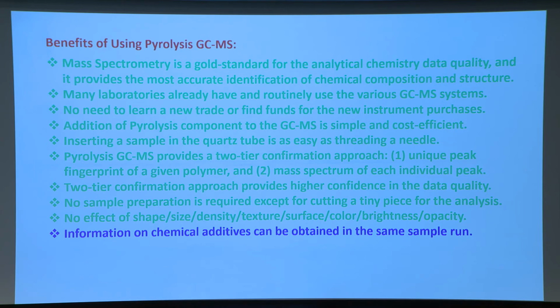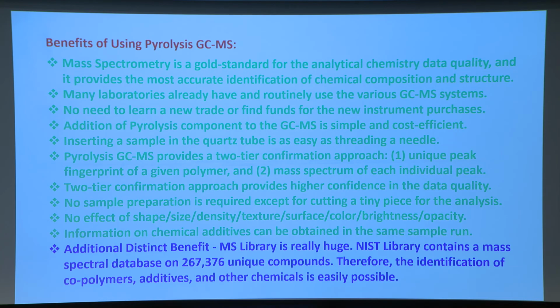We also get information on the chemical additives along with the polymer structure. The additional benefit is that the mass spectral database is huge. So you will have a very good chance of identifying what you're looking for with the mass spectrum compared to other spectroscopic techniques. So I'll stop there, and if I need to give more examples, I'll come back again.